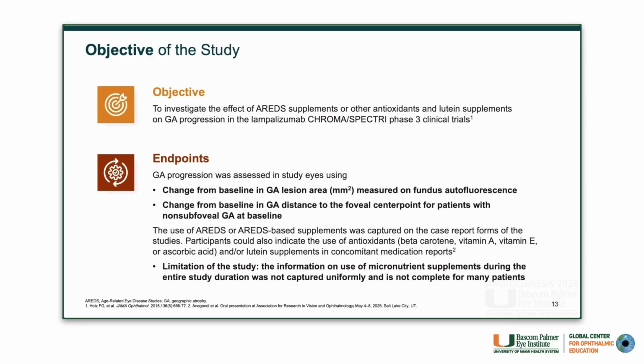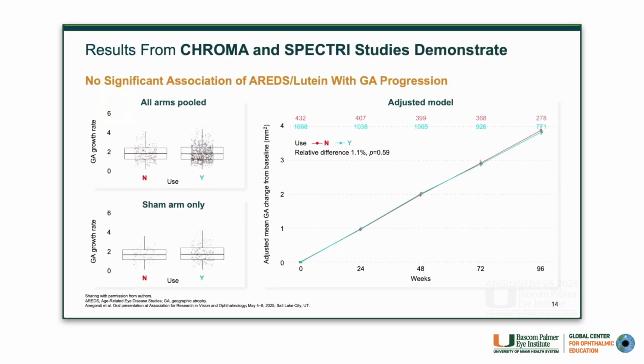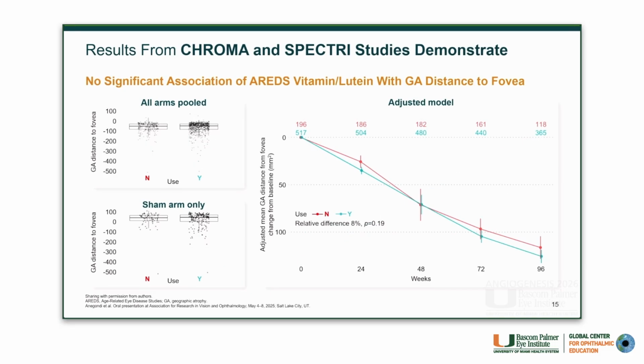Lesion area and distance to the fovea were analyzed by fundus autofluorescence. The use of supplements was captured on case report forms, although this data was not captured uniformly throughout the study. This analysis found no treatment benefit from AREDS or lutein in either the sham arms or the pooled arms for slowing the lesion area growth rate at 96 weeks. And likewise, no treatment benefit in the sham or pooled arms in slowing lesion growth towards the foveal center.